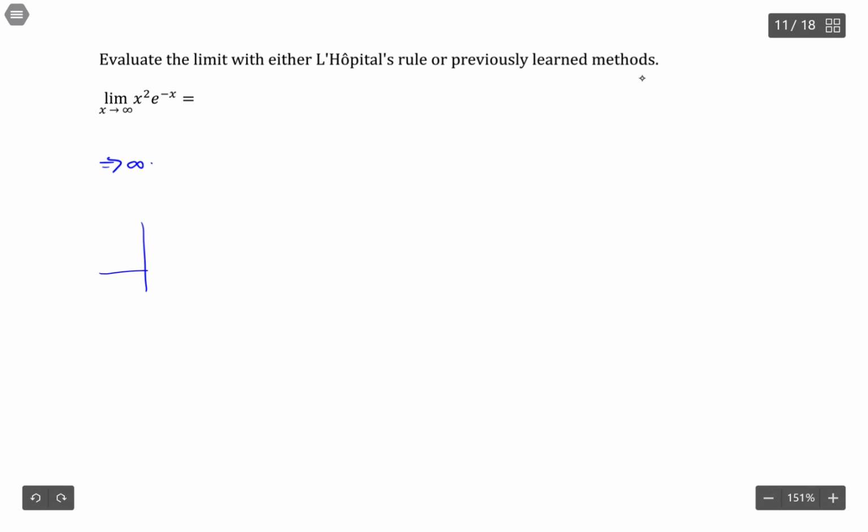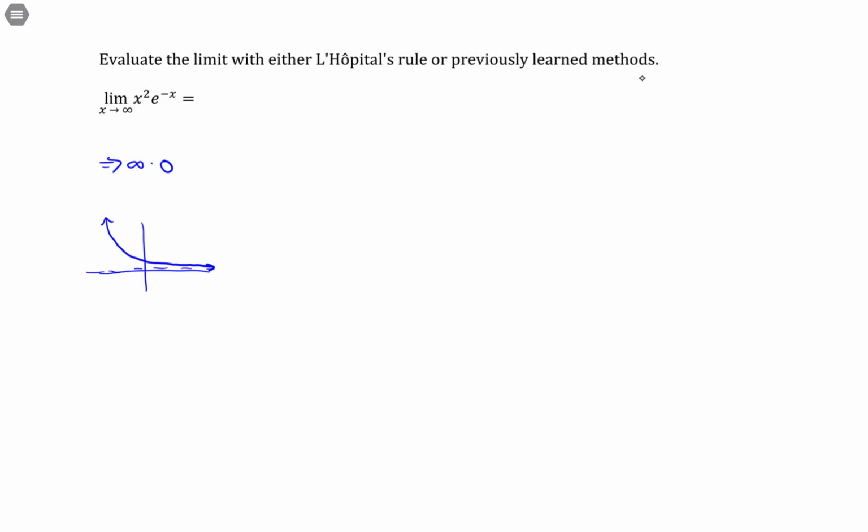If you think about the graph of e to the negative x, it is the same graph as e to the x, but it is flipped. And what happens is as x goes to infinity, the y values go to 0. So this is of the type infinity times 0. And the problem with that is it's not of the type 0 over 0 or infinity over infinity. So we can't directly apply L'Hopital's rule as is.